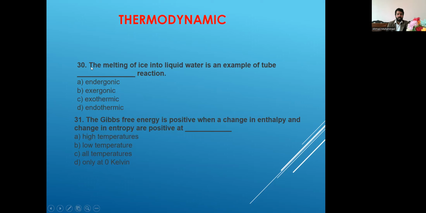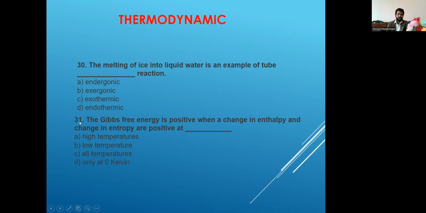For question number 30, the melting of ice into liquid water is an example of a tube dash reaction, endogenic reaction, exogenic reaction, exothermic reaction, endothermic reaction. Actually, melting of ice into liquid water is an example of an exothermic reaction.